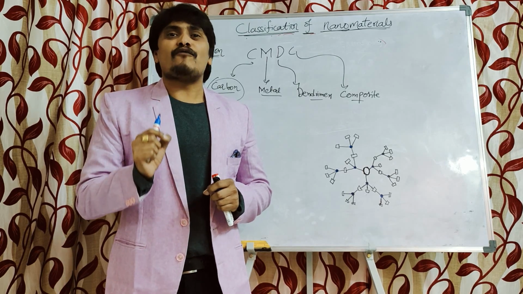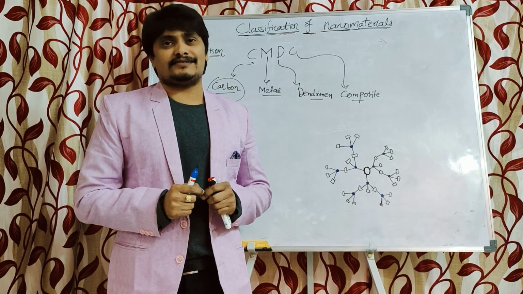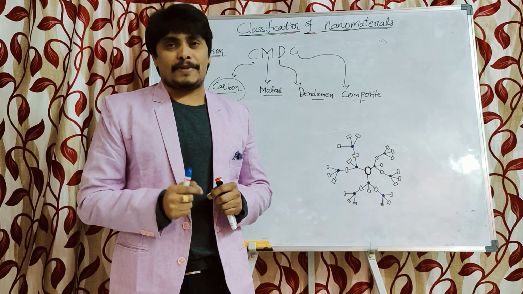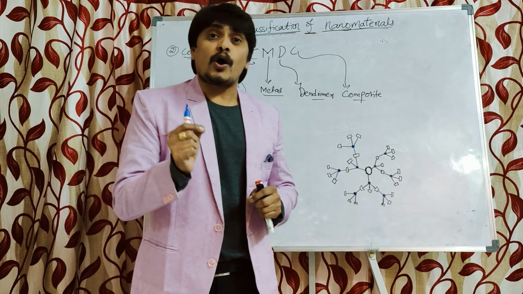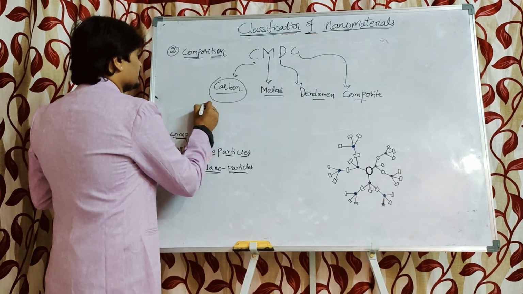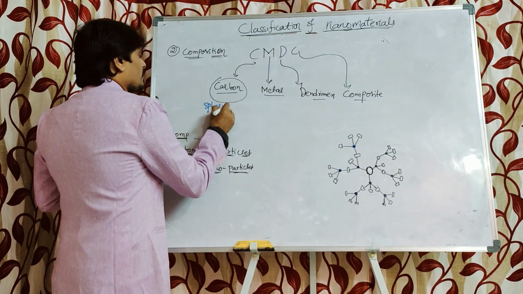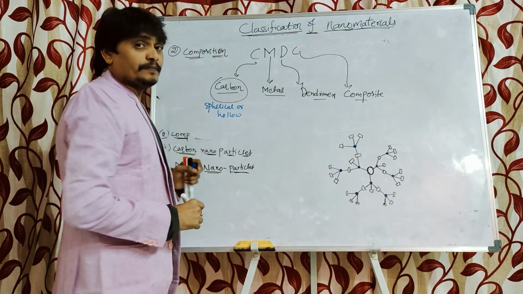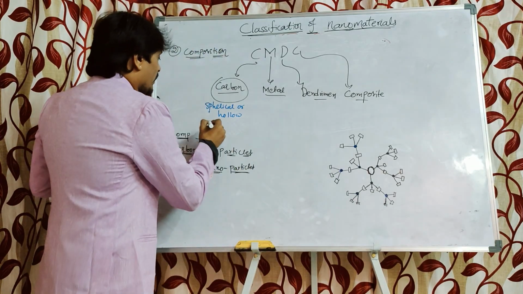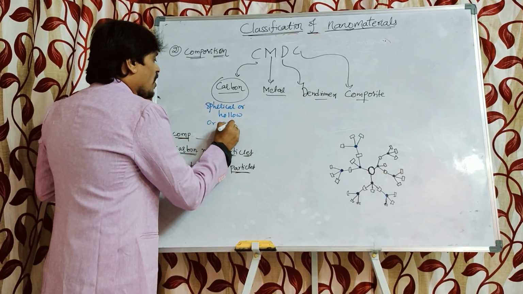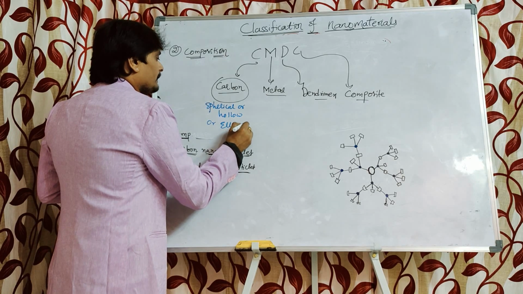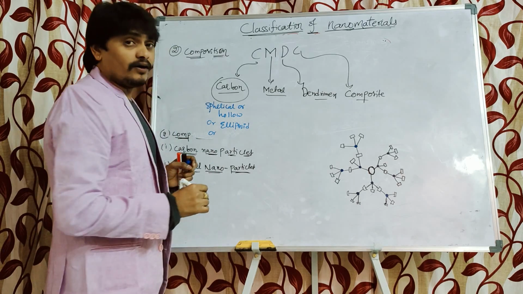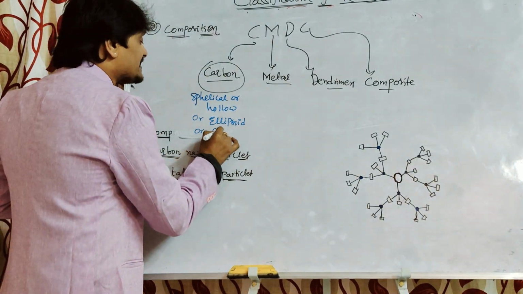The shape of these nanomaterials will be either spherical or hollow, or they can be ellipsoid, or they can be in the form of a cylinder.